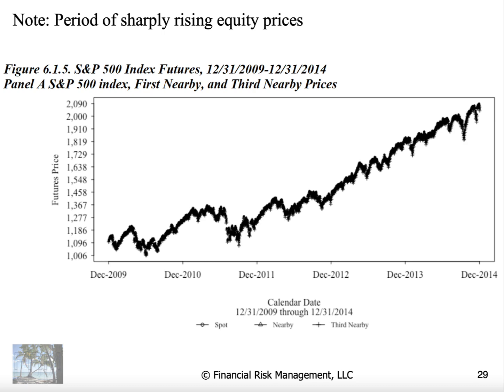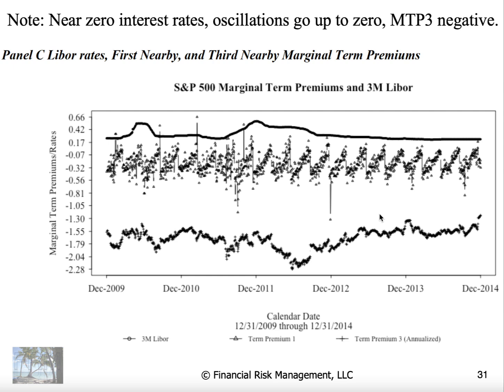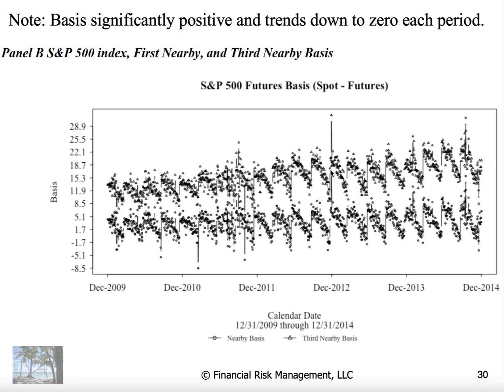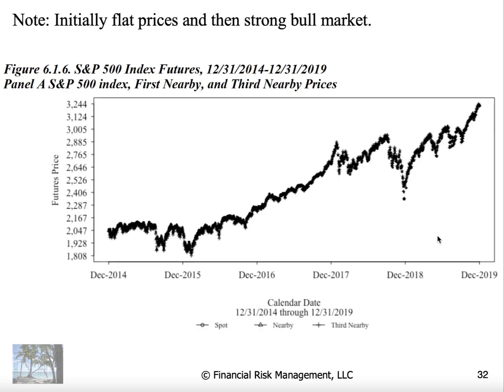In 09 to 2014, we have a significantly rising price series. Again, in this particular case, the interest rate is above the dividend yield. Therefore, the basis is positive. And the marginal term premium, actually, I said that wrong. The dividend yield is above the interest rate, as we see here. The marginal interest rates were near zero, and therefore after you adjust for the dividend yield, you have a very negative marginal term premium.